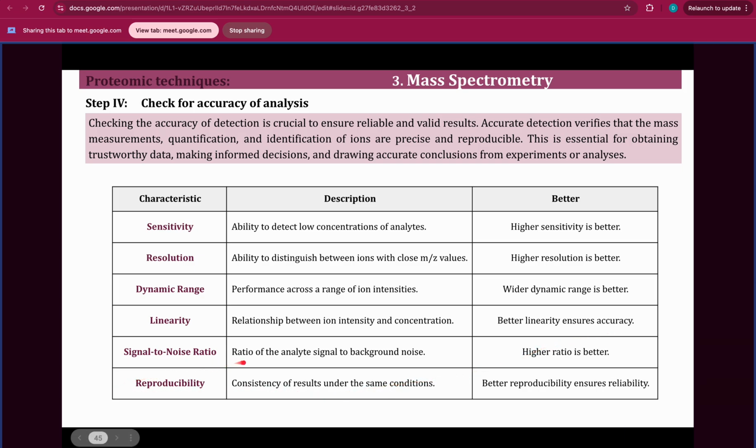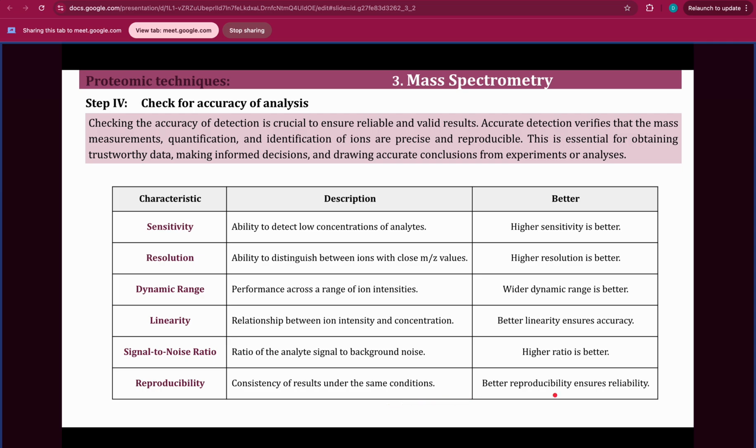Then comes signal to noise ratio. This is the ratio of the analyte signal to the background noise. If the signal is better than the noise, then it is better. There should be a higher ratio, meaning the signal should be high compared to the noise. And then reproducibility means how consistent your results are. For example, you use the same sample and perform mass spec again and again. You should obtain similar results after performing the analysis multiple times. It should not be that different results are obtained each time. So it should be reproducible, meaning consistency of results should be obtained under similar conditions.